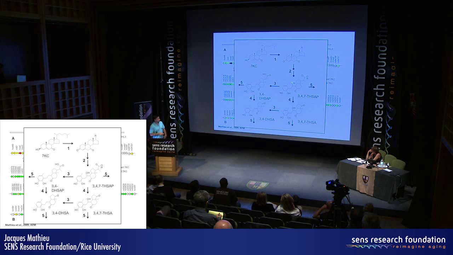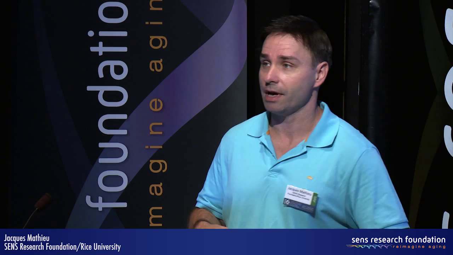So we did knockout mutants, and we analyzed the metabolites from these knockout mutants, and this is what was accumulating. Unfortunately, I further tested this with other metabolites, and the enzymes we were able to isolate were acting on a downstream metabolite.